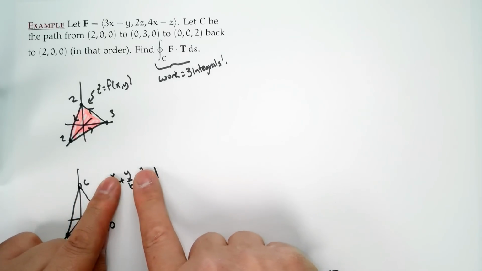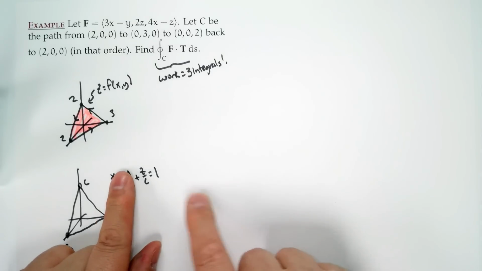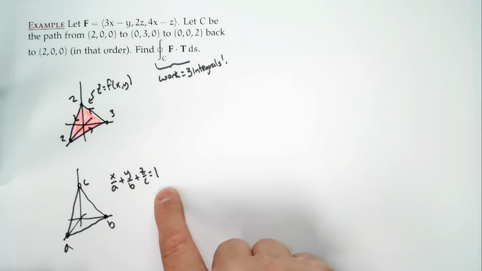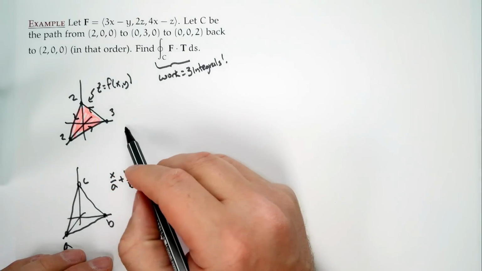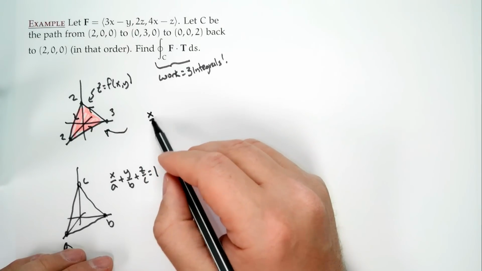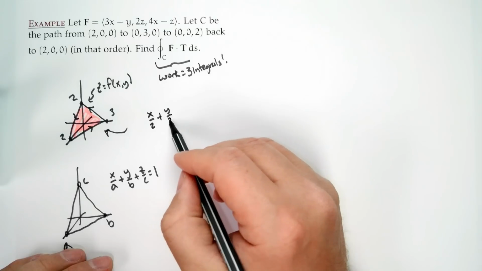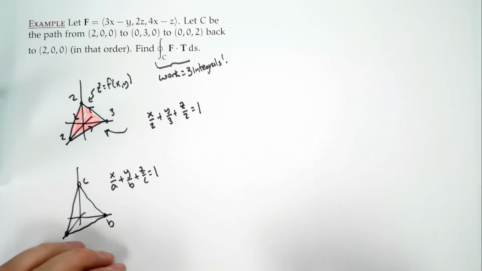I already hit the y-axis. We'll cover up the x and the A. y over B equals 1, y equals B. And where you hit the z-axis, well, where z over C equals 1, which is z equals C. You have 3 points. 3 points make a plane. So that's your equation. So our plane here is going to be x over 2 plus y over 3 plus z over 2 equals 1. That's our surface.